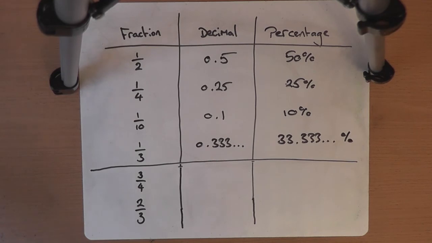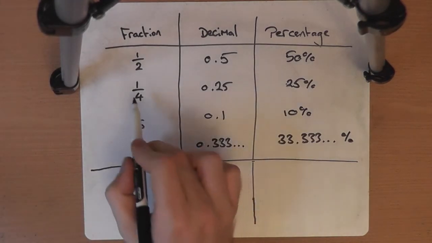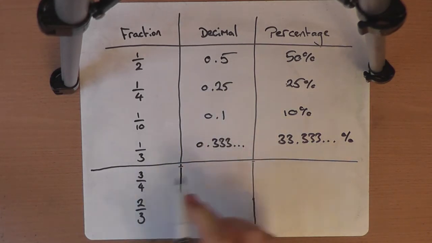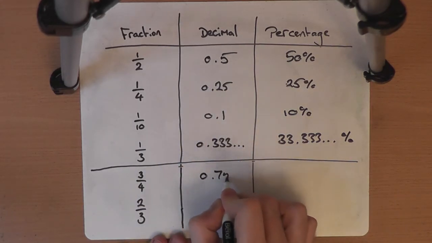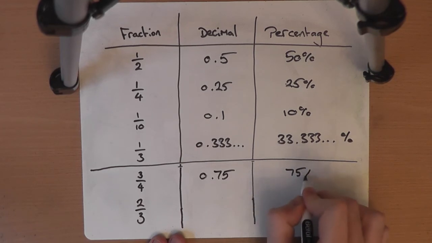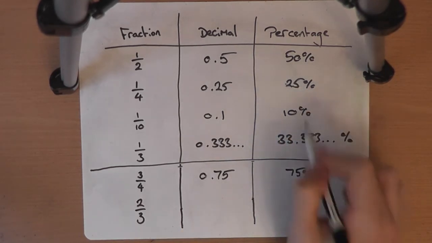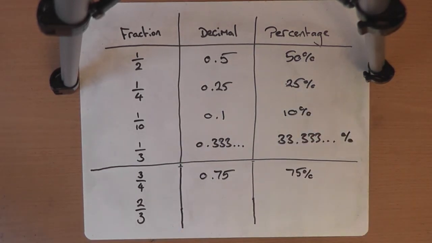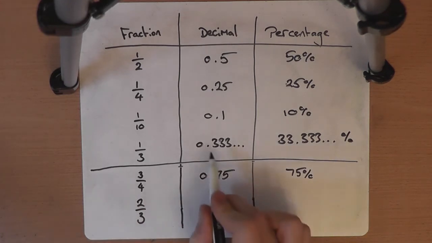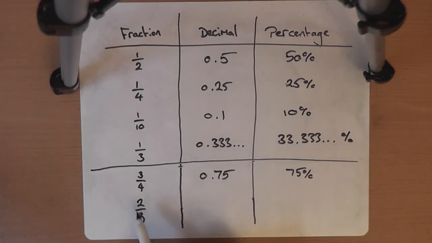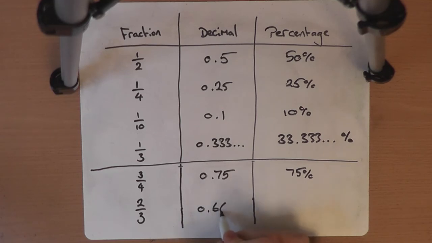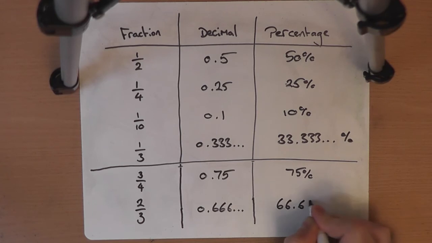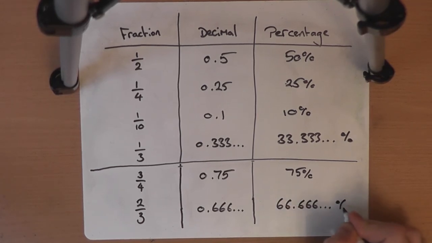4 standard conversions, and actually we can use those 4 to get 2 extra ones. Well, if 1 quarter is 0.25, then 3 quarters will be 3 lots of that at 0.75, and that must be then 75%, which notice is also 3 times the 25%. And if 1 third is 0.3 recurring, then 2 thirds will be 0.6 recurring, 0.666 ... and 66.666 ... percent.